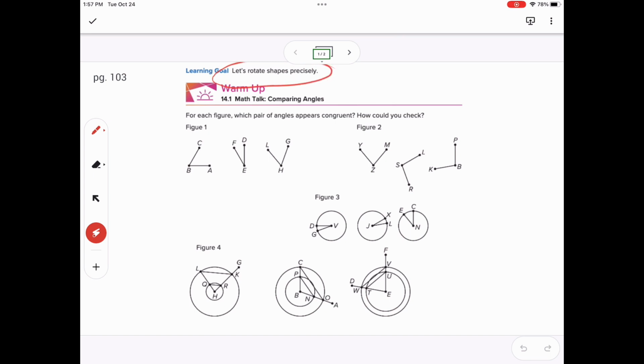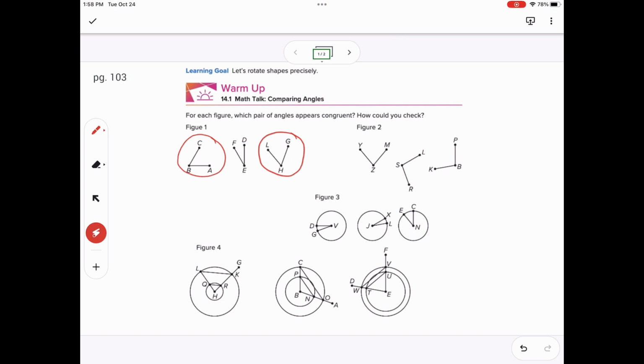For the warm-up today, we look at 4 figures, and in each figure there are 2 of the angles that are congruent to each other, and we would like to check it out and see which one's which. So in figure 1, it looks like angle CBA and angle LHG are congruent because even though one's rotated compared to the other, they should be the same. FED definitely is not because it's a little smaller.